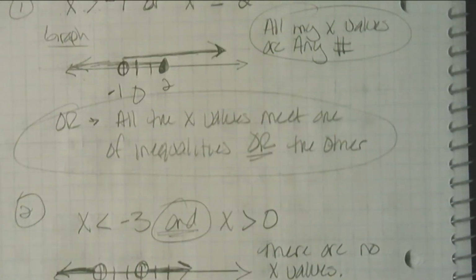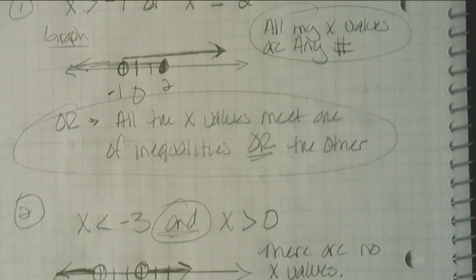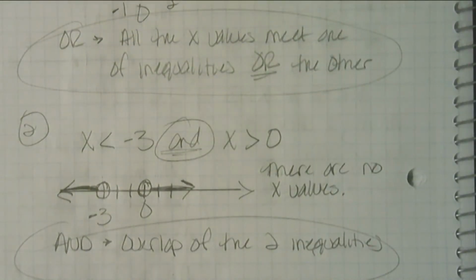Okay. So these are two very different situations, but it's important for you to recognize what or means. It's all the x's that meet one of the qualifications or the other, and ands are all the x's that meet both qualifications. Okay, are you guys cool with that?